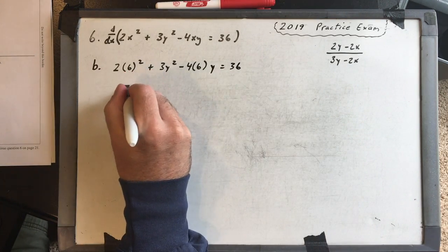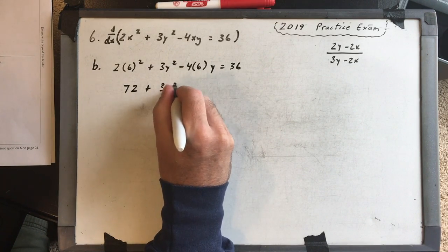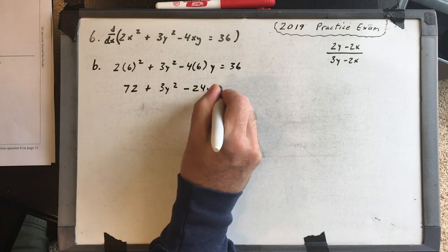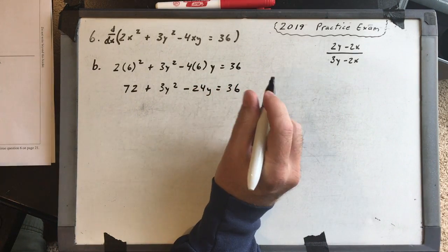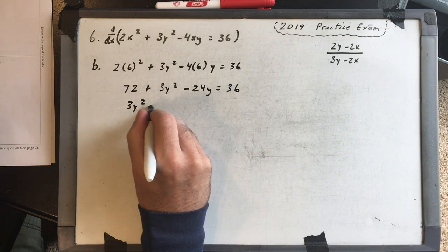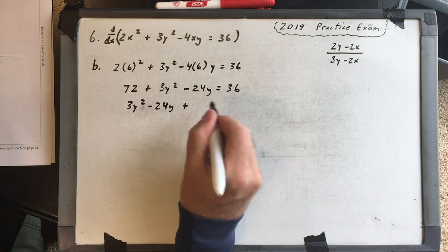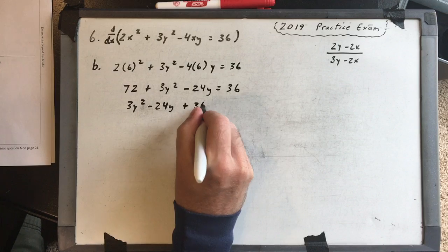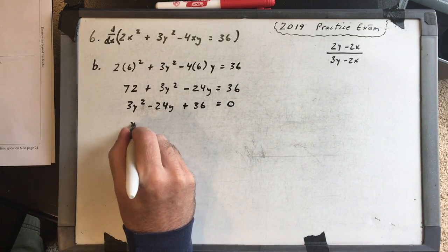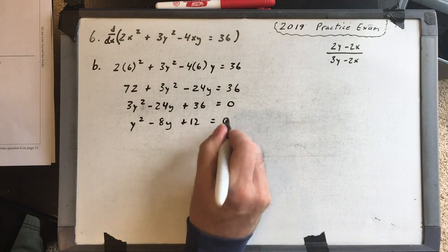All right, that's going to be 72. Remember, you have your calculator. Plus 3y squared minus 24y is equal to 36. I'm going to bring that 36 over. We would have 3y squared minus 24y plus 36 is equal to 0. Let's factor out a 3. I'd have y squared minus 8y plus 12 is equal to 0.